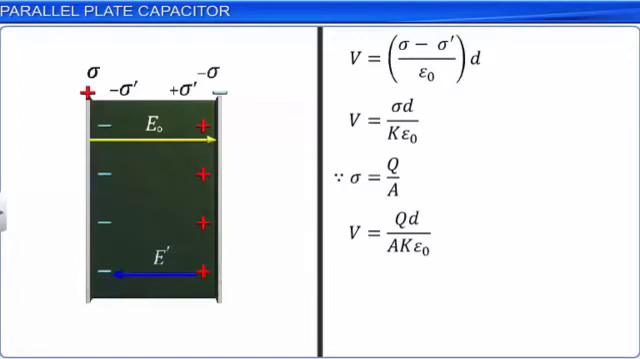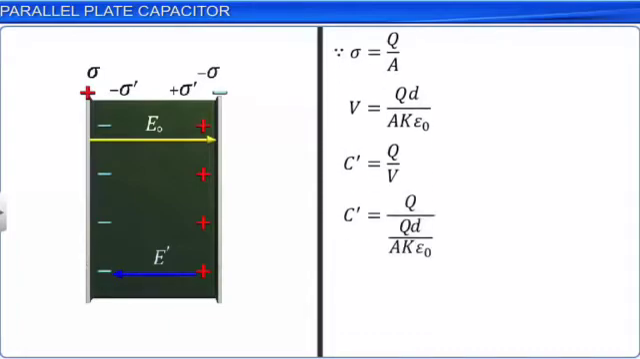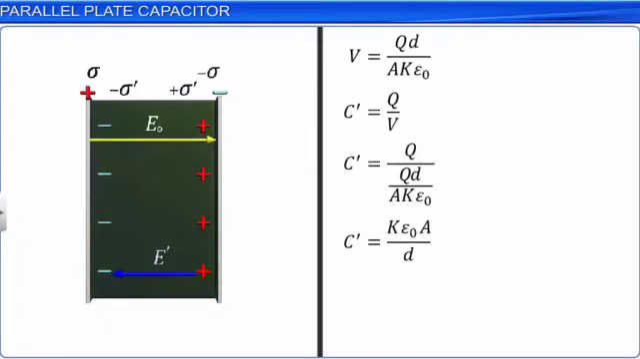Therefore, the capacitance with a dielectric medium is C dash equal to Q by V. Here, it is of importance to note that since the charging battery is disconnected, the charge on the capacitor remains constant even after the introduction of the dielectric. Now substituting the value of V in the expression for C dash and simplifying, we get C dash is equal to K epsilon naught A by D. Here, the value of K epsilon naught is called epsilon, where epsilon is called the permittivity of the medium.